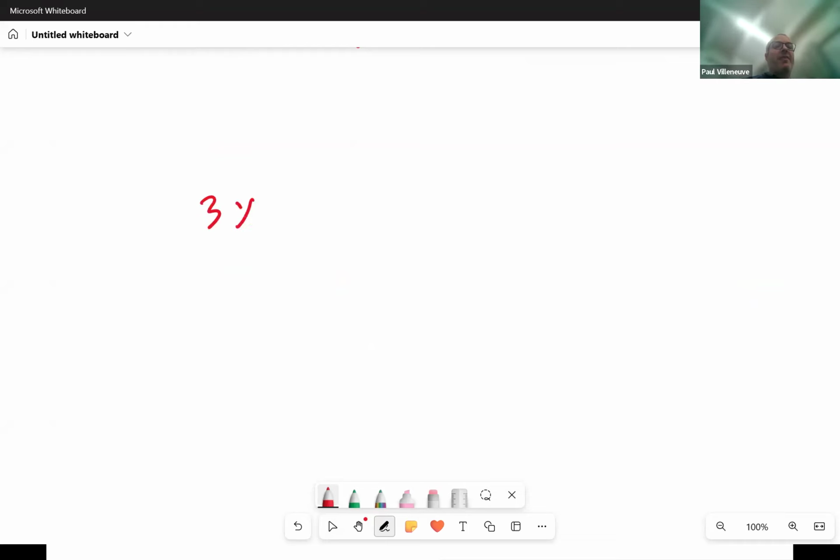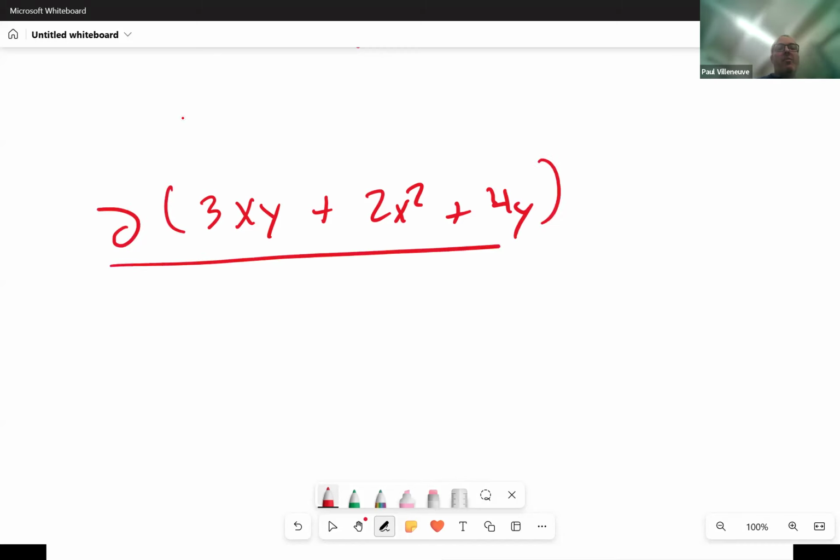So if I have 3xy plus 2x squared plus 4y, if I want to determine the sensitivity of that equation to changes in X, I'm going to take the partial of that with respect to X. What does that mean? Sensitivity is saying as X is changing, how much does that equation change? It's X changing, not Y. So X is moving, but Y is a constant.